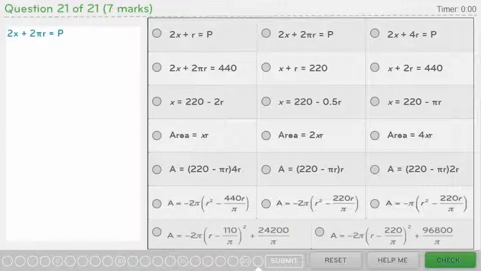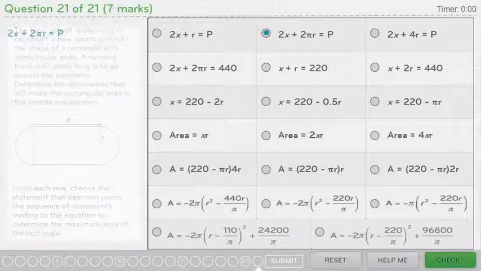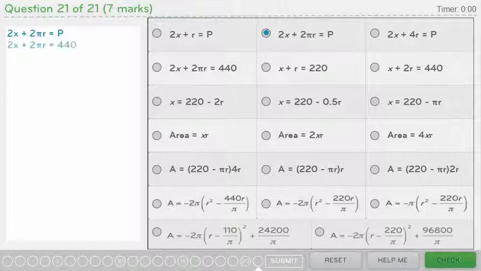In this case, the perimeter is equal to 2x plus 2 pi r. The 2x's represent the distance going across the top and bottom, and the 2 pi r represents the circumference of a circle. Notice that we have half a circle on the left and then half a circle on the right. In addition, we also know what the perimeter is. We know that the perimeter is equal to 440 meters.